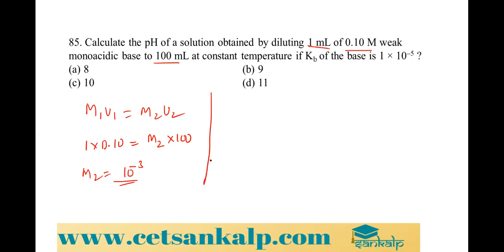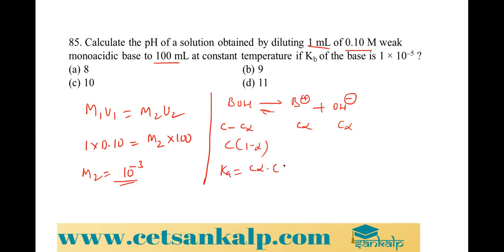Now let us see. A monoacidic base, that is going to be BOH, giving rise to B plus and OH minus. Suppose the initial moles were C and the degree of dissociation is alpha, then at equilibrium C minus C alpha is equal to C alpha and C alpha. That means C into 1 minus alpha. Correct? Therefore K is equal to C alpha into C alpha divided by C into 1 minus alpha.